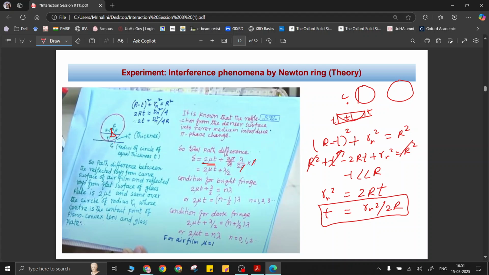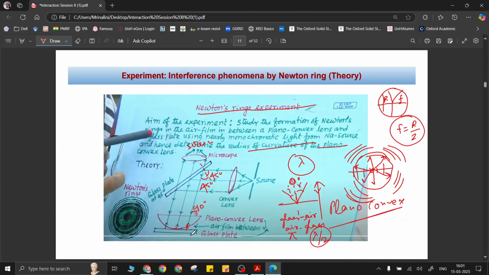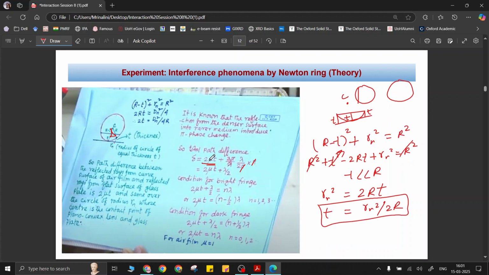So this is what we are getting because it's traveling. If I show it here again, one part is reflecting from this surface, but since it's reflecting from a rarer medium, it will not have any extra path difference. But the other one is traveling through this air gap and then reflecting from an optically denser medium. So it will have this extra length that it travels, coming down and going up, plus lambda by 2. So the total path difference will be 2 mu t plus lambda by 2.